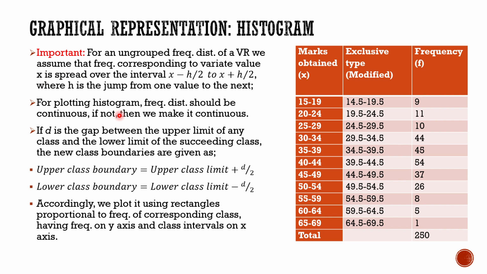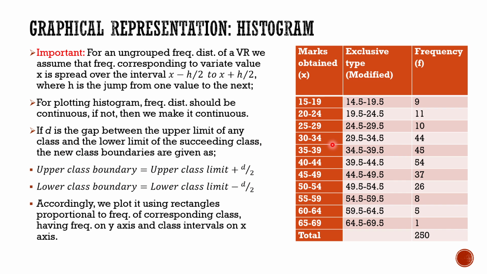For plotting a histogram, the frequency distribution should be continuous. You should know that. If not, then we make it continuous. For example, we have marks obtained, as in the earlier example, from 15 to 19, 20 to 24, and this is of inclusive type. Now for plotting a histogram, you will have to make it exclusive type. You have to modify it, and you will modify it using this formula.